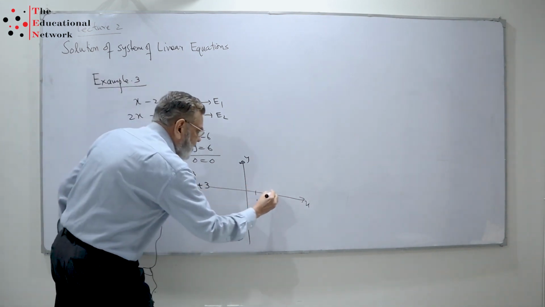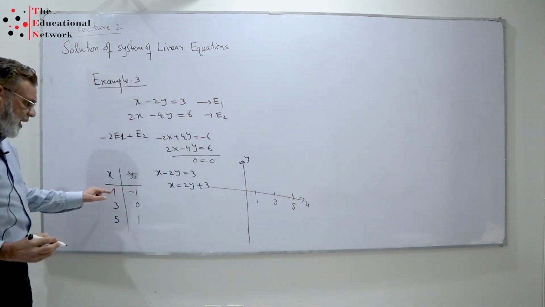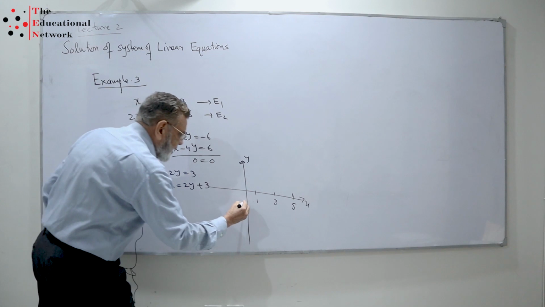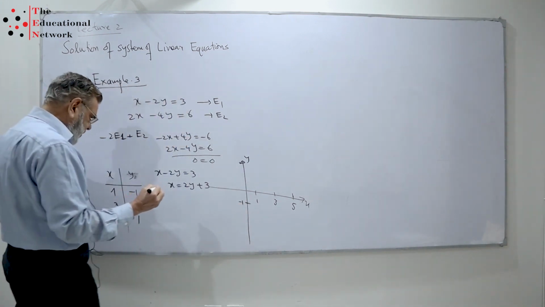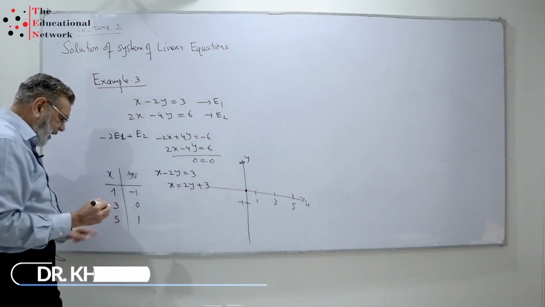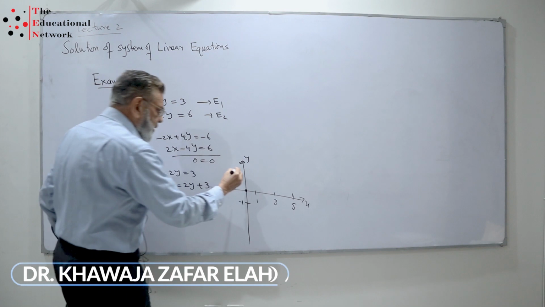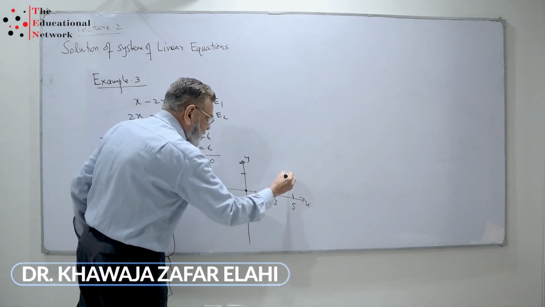This is my 1, this is my 3, and this is my 5. So I get the value of y. The value of y for 1 is -1. This here is -1. And for 3 the value of y is 0. And then for 5 the value of y is 1. So I get the point here, this one point, the second point, and there is the third point.